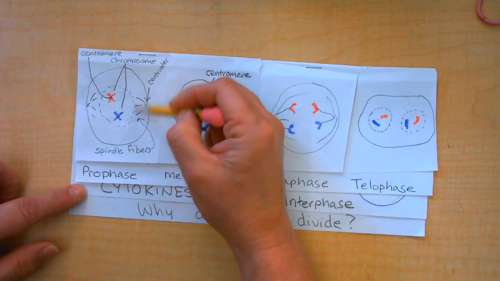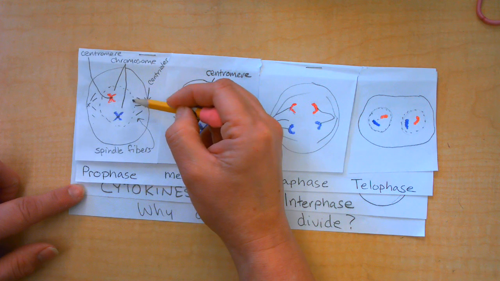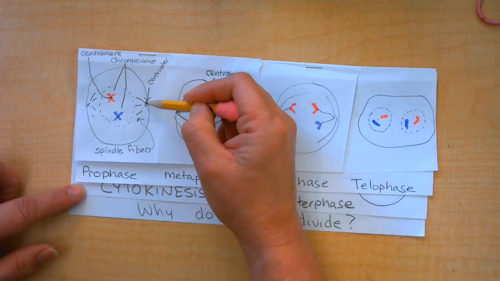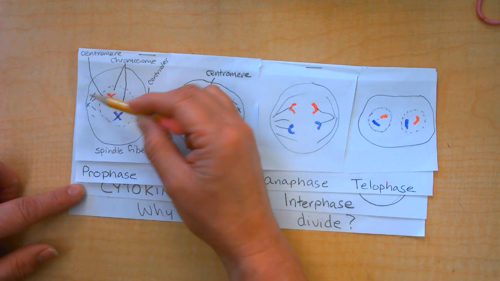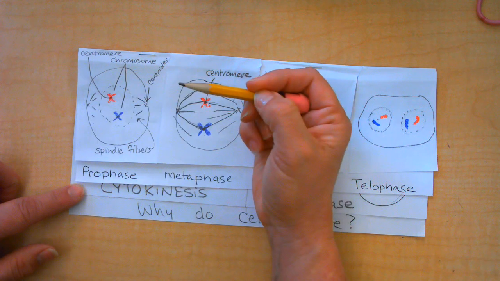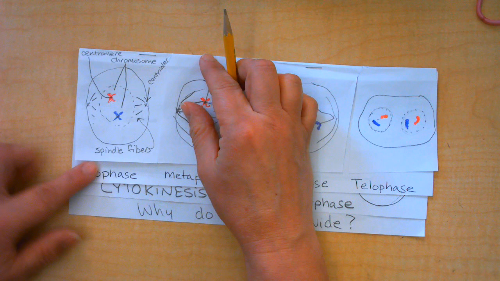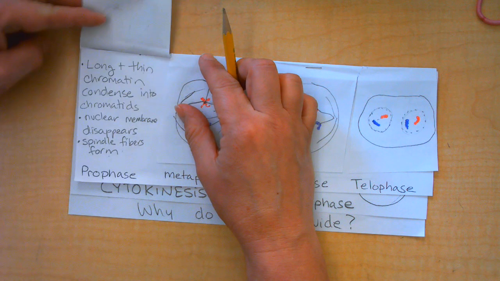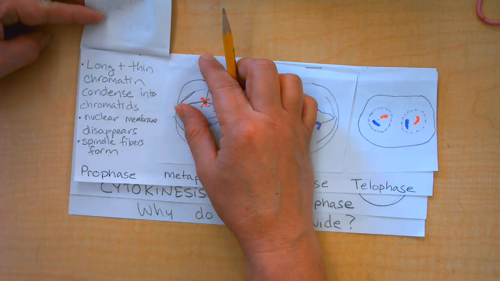The membrane around the nucleus disappears. Okay? And like I said, these little spindle fibers form, and their significance is going to become clear after this. So there's that picture, and then here is a description of what happens. You can pause it here and copy that down.